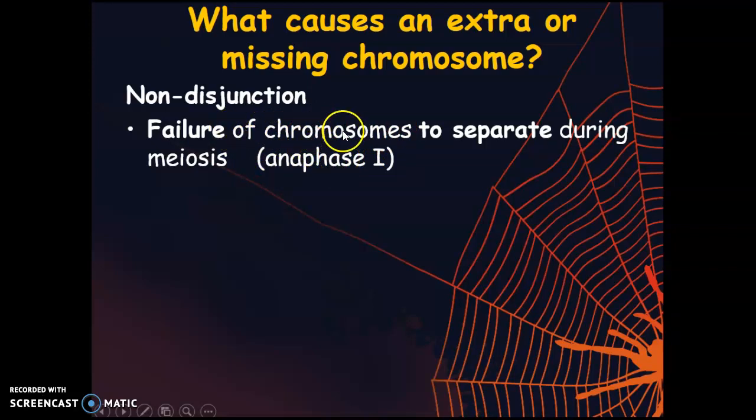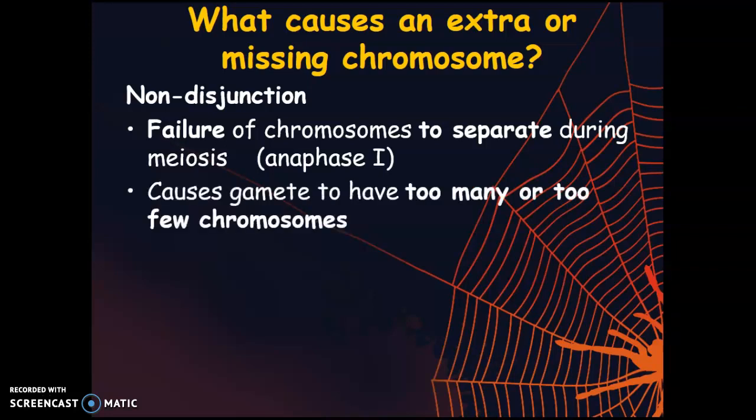So when chromosomes fail to separate, remember, the two chromosomes are supposed to separate, one X to one side, one X to the other. But if they fail to separate, both will go to one side and neither will go to the other. If either of those is used in fertilization, now we have a new cell that either has an extra chromosome, 47 instead of 46, or a missing chromosome, 45 instead of 46. Okay? So that's going to cause our gamete to have too many or too few chromosomes. Again, that's only if the cell is used in fertilization.